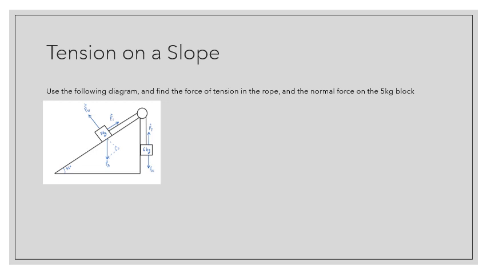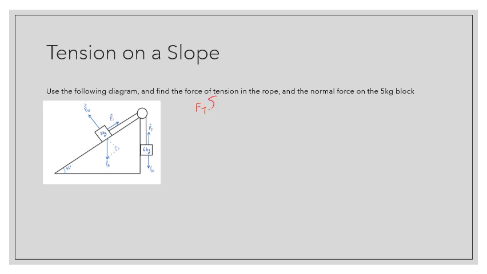And then on the 6 kilogram box, which is just hanging down there, there's a force of tension pulling up by the rope, and then there's also the force of gravity. Note that that has a subscript 2 because the force of gravity on the 6 kilogram box is not the same as the 5 kilogram box. So the first question is, what is the force of tension?